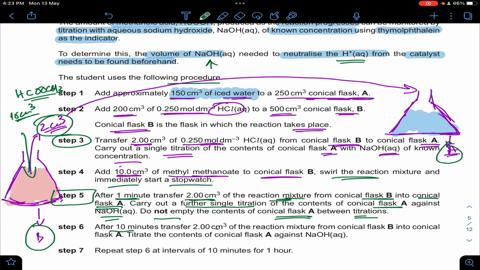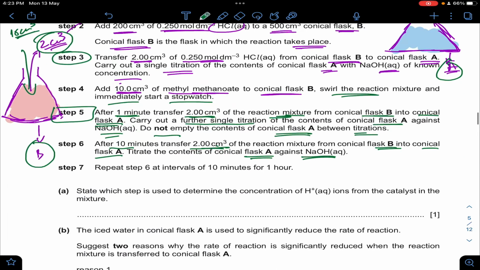After 10 minutes, transfer 2 ml of the reaction mixture from conical flask B into conical flask A. After 10 minutes, we'll repeat the process. Titrate the contents of conical flask A against sodium hydroxide. So the same process will happen again. Repeat step 6 at intervals of 10 minutes for 1 hour. Right, so it means we have to take 6 readings. Each after 10 minutes, we'll take 2 ml of solution from B and transfer it into A, and then we'll titrate it with sodium hydroxide.